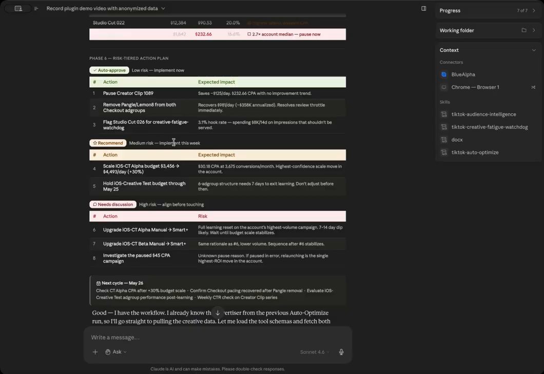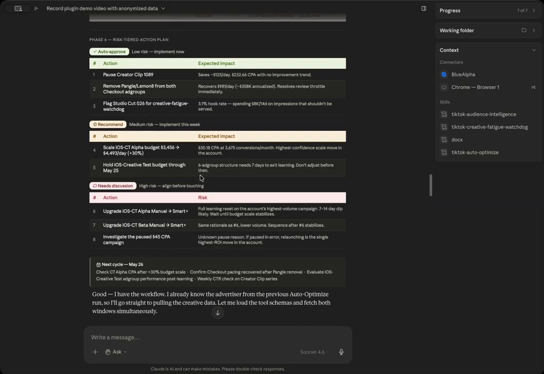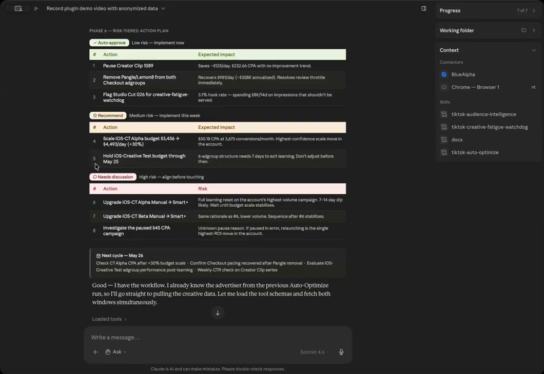Then there's medium risk, which we should implement later this week, which is scaling this one particular campaign, right? And then hold the iOS creative test budget through May 25. And if I'm not mistaken, this creative test campaign is literally their test campaign that they use where they first test different creatives and campaigns before they go live with them.